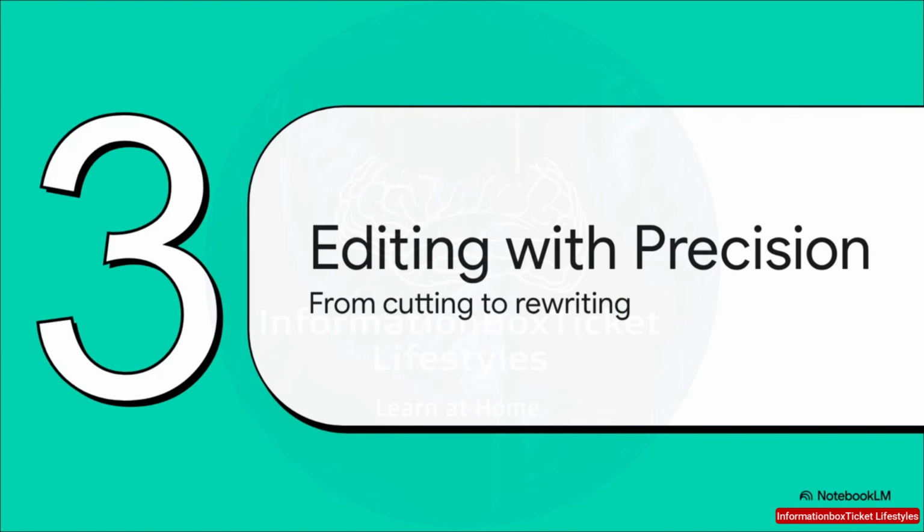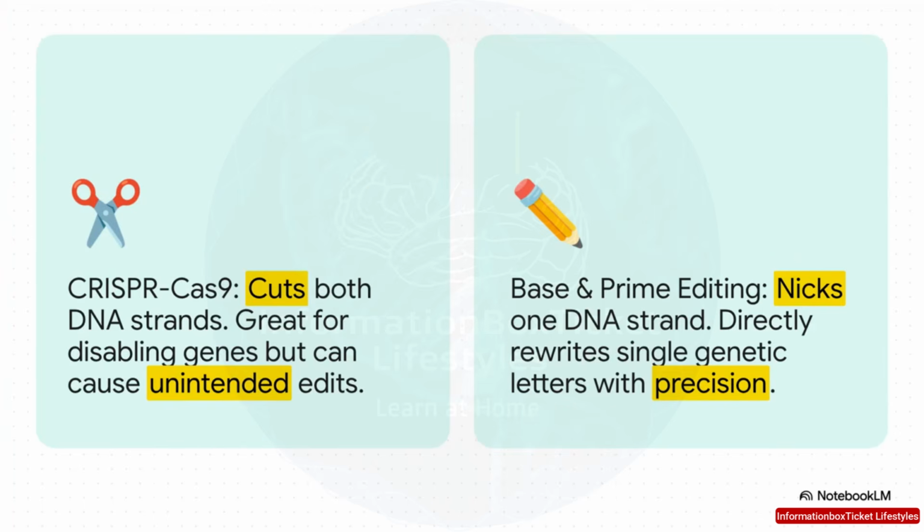Okay, so cutting DNA is one thing, but what if you don't want to just break a gene? What if you want to fix it? What if you want to rewrite it? This is where the technology has evolved to a whole new level of precision. And this analogy really explains it perfectly. Think of the original CRISPR-Cas9 as scissors. It makes that cut across both strands of DNA, which is fantastic if you want to just shut a gene off. But it can sometimes be a little messy, a little prone to errors.